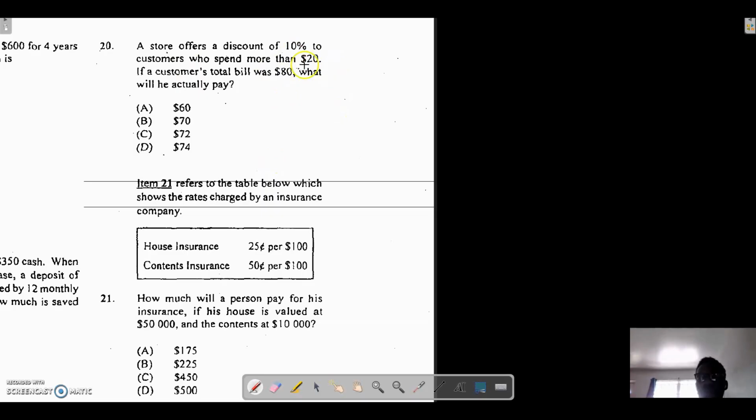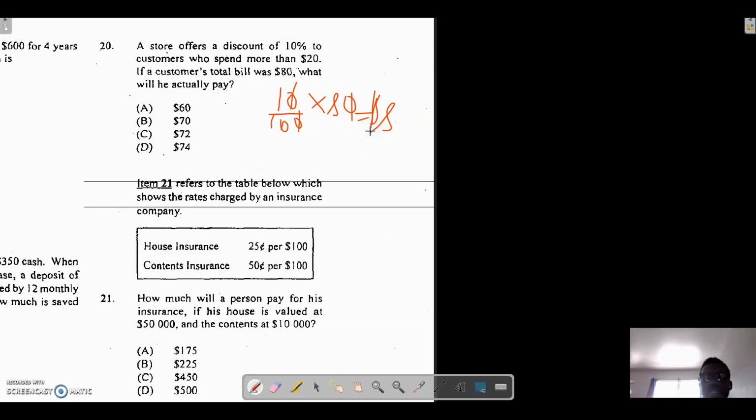Now, sometimes we could just work out the 90% of the 80 to know what he or she pays. But sometimes it might be easier to work out the discount and then subtract it. So let us work out the discount. 10% would be 10 over 100 times 80. As we can see here, this would be $8.